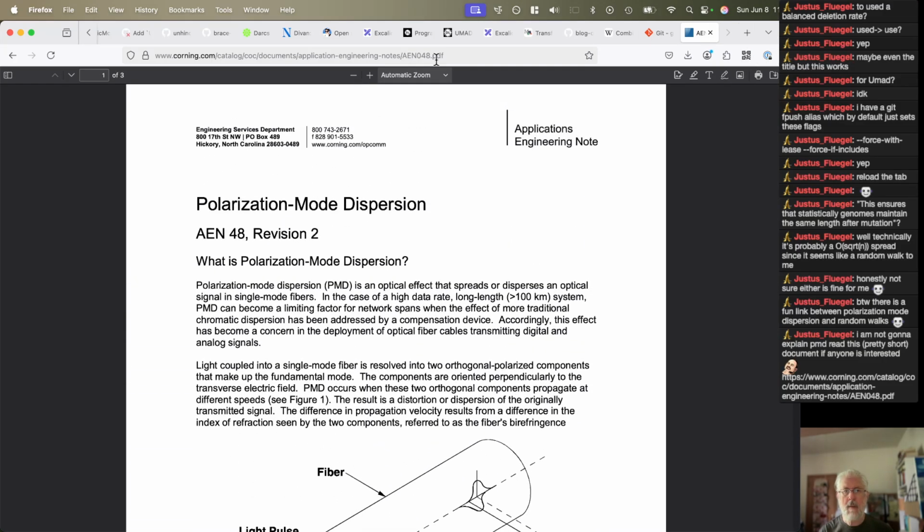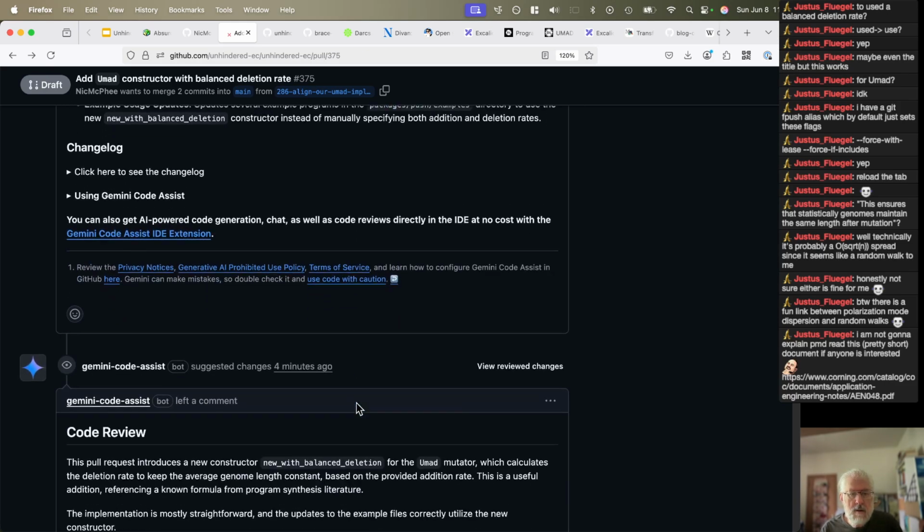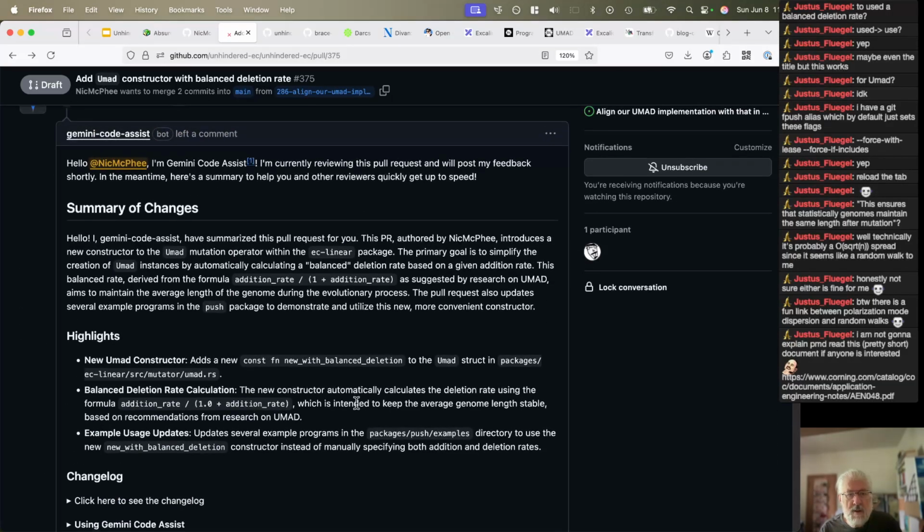Interesting. Okay, back to adds a new const, blah blah blah. Balance deletion rate calculation, examples, change log. So these are pretty good summaries, better summaries than I write by a fair bit. So actually, I like that about them.